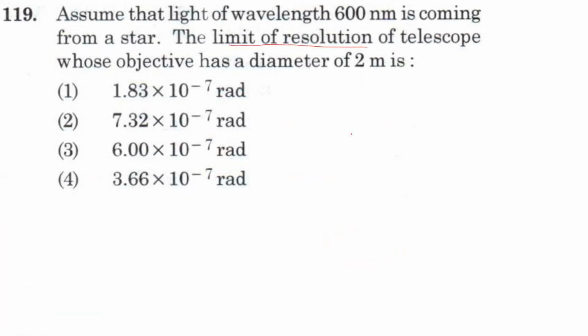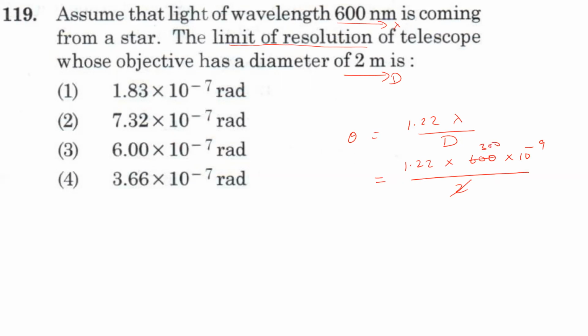The limit of resolving power is theta equal to 1.22 lambda by d, where lambda is known as wavelength and d is known as the diameter of the objective lens. Now this is 1.22 into lambda, which is 600 nanometer. Nanometer means 10 power minus 9, divided by diameter. Diameter is 2. Now by solving this, 2 and 600 if we cancel, we are getting 300.